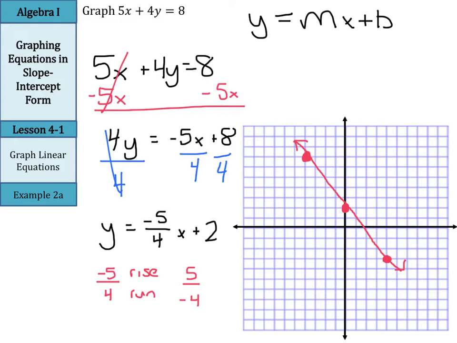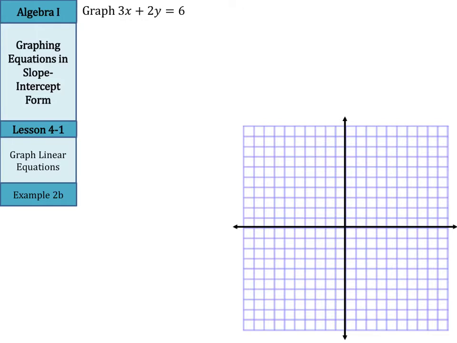So when we want to graph using slope-intercept form, using the equation 5x plus 4y equals 8, get the equation into slope-intercept form, and then graph using the y-intercept and the slope. One more example of this.